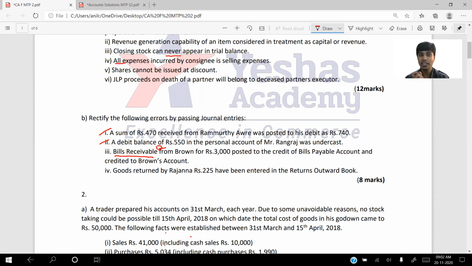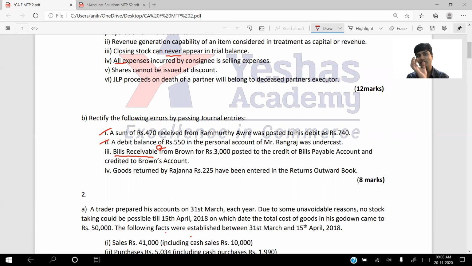So what exactly is my rectification? Bills receivable account debit 3000. Bills payable account debit 3000. Why bills receivable debit? Because it has to be debited. They have not debited, so I will debit now. Next, why bills payable account debit? Because bills payable was not supposed to be created, it was wrongly credited. So to compensate, I'll debit now.